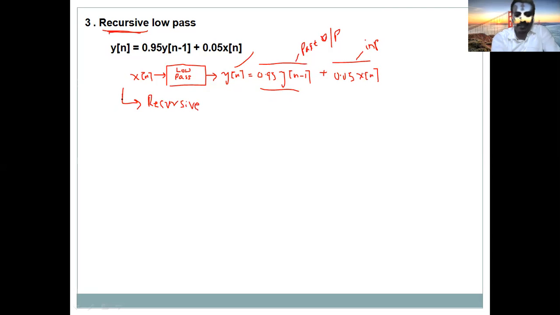And similarly, it amplifies low frequency, and it attenuates high frequency. Attenuates high frequency.